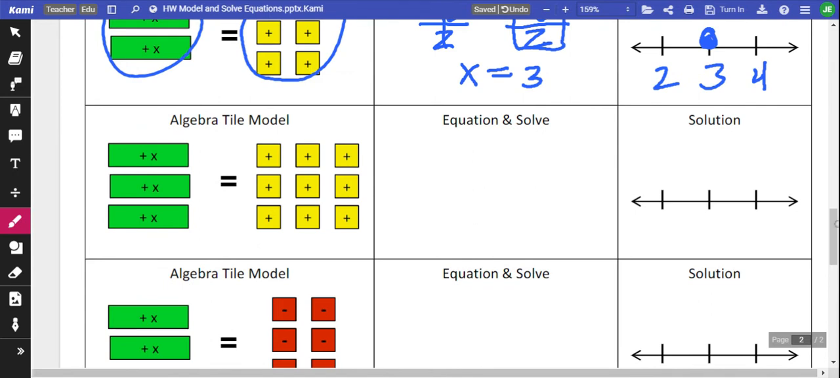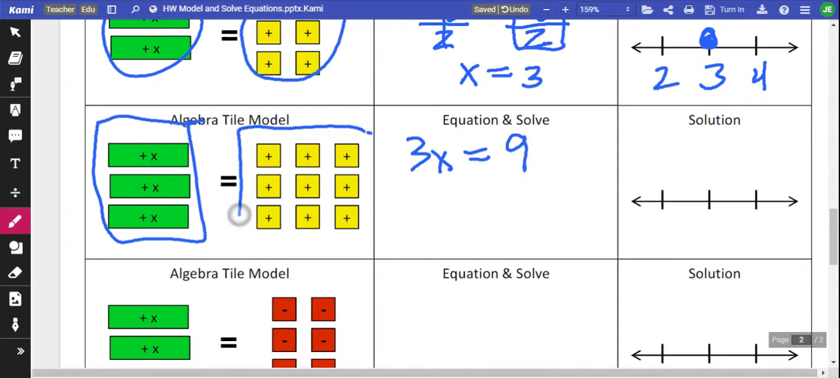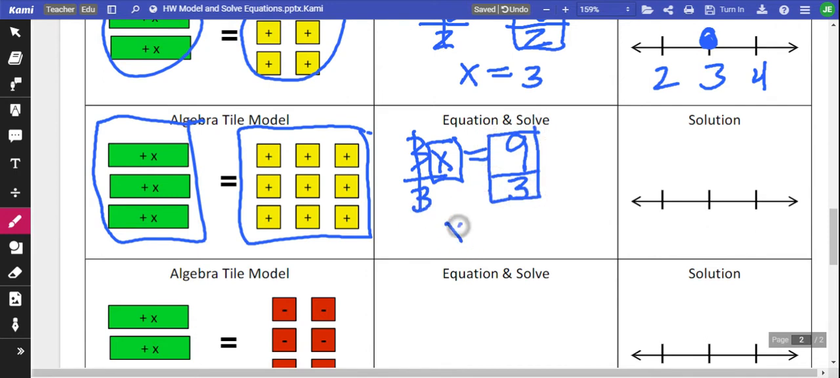So second model, there's 3 variables. So we have 3x is equal to 9. Well, here is x. So we're going to try to isolate it, get it by itself. Well, it's being multiplied. So to get rid of the multiplication, we're going to divide it. So 3 divided by 3 becomes 1. And now this becomes our answer. x is equal to 9 divided by 3, which actually becomes 3.